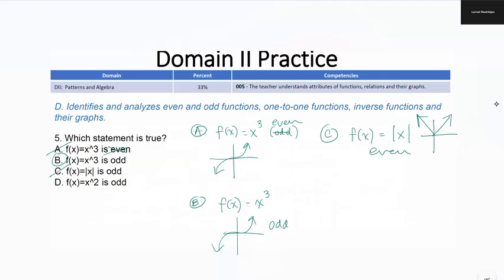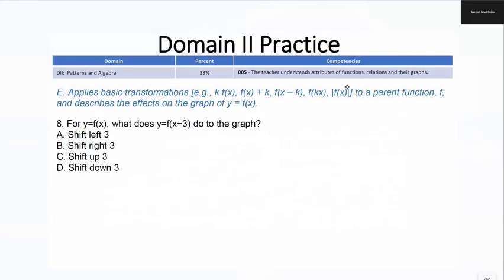Next, letter D. They said that f of x is x squared. It's quadratic. Okay? This is even. The graph looks like this. They said it's odd. So the answer is letter B. Okay, I hope you understand what an odd and even function is. Same thing, domain 2, competency 5005.